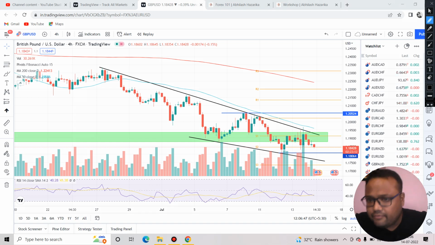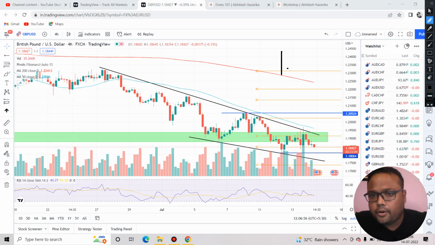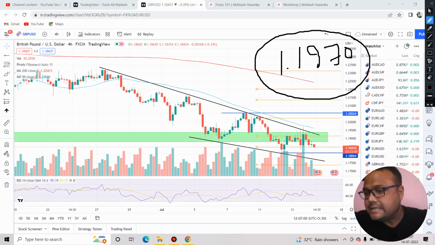Where can you find some buying opportunity? You can find some buying opportunity above this level, let me tell you, 1.1970. If the market crosses this level, there can be some buying opportunities.